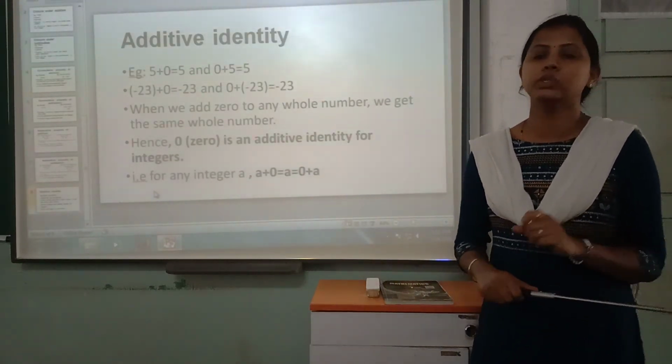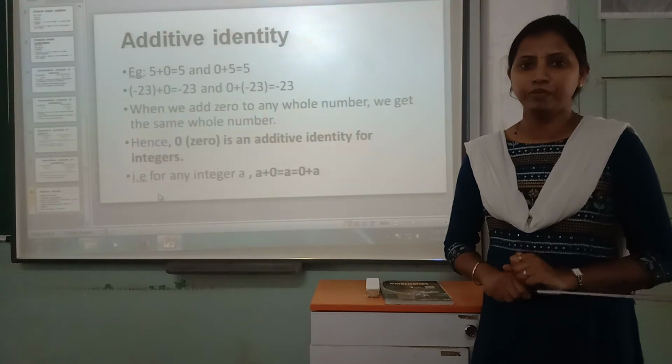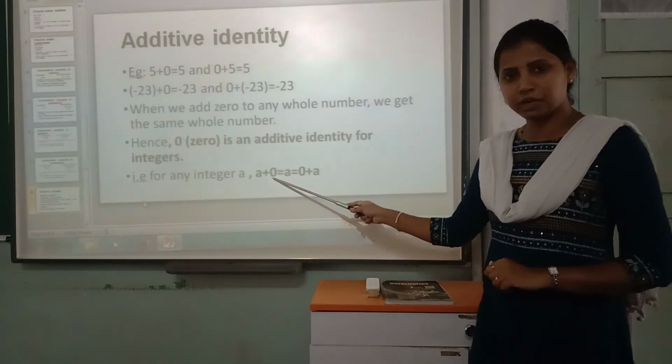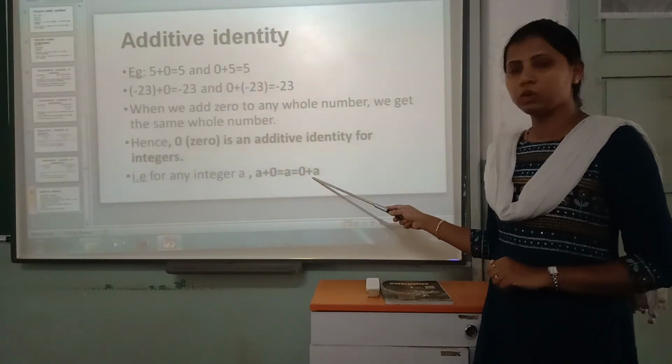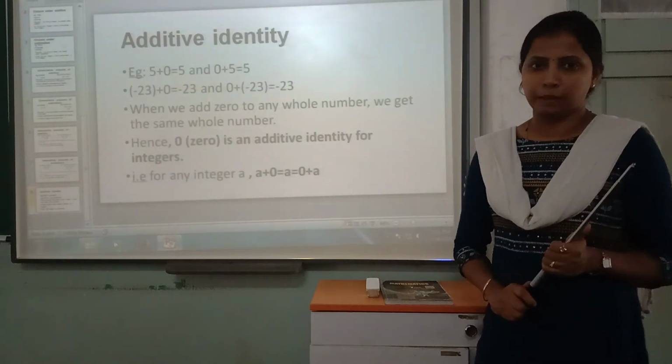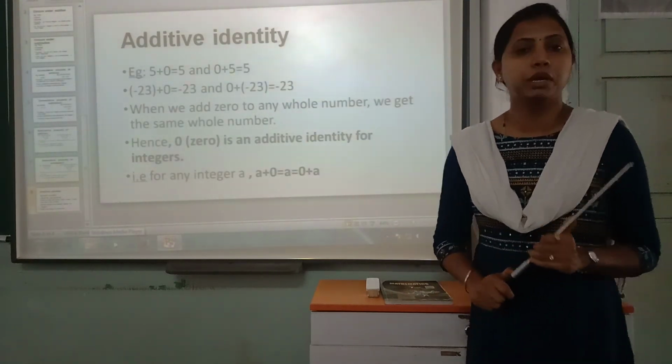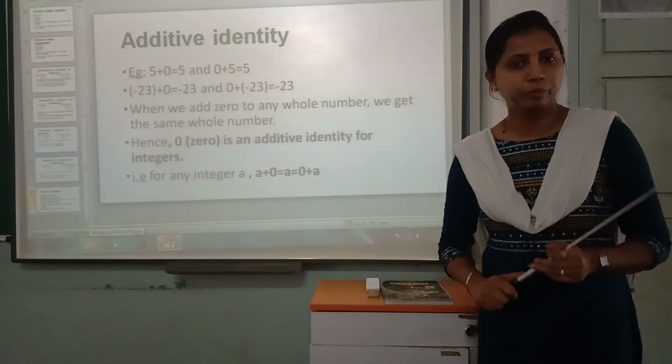Understood children? 0 is called the additive identity of integers. So you must remember this: a + 0 = a = 0 + a. So this was the explanation regarding the properties. I hope you have understood.